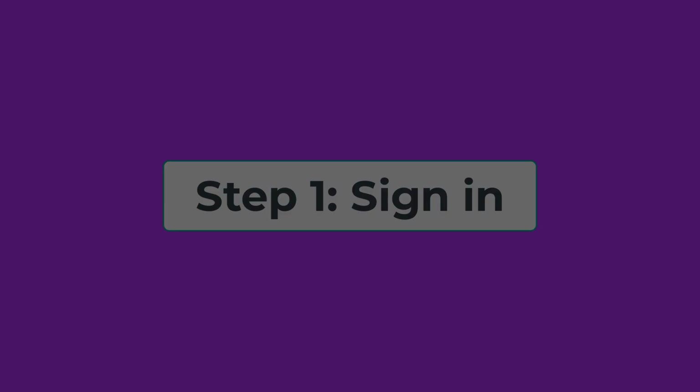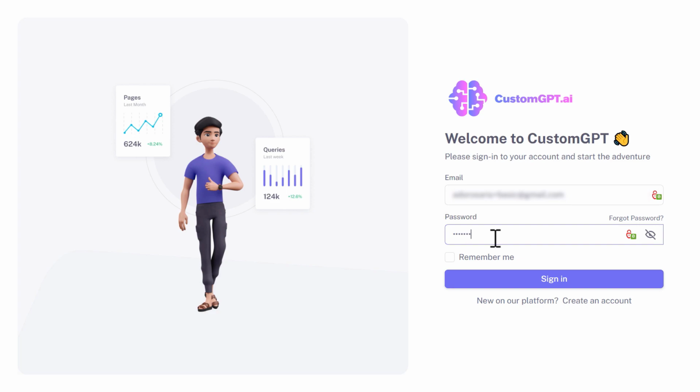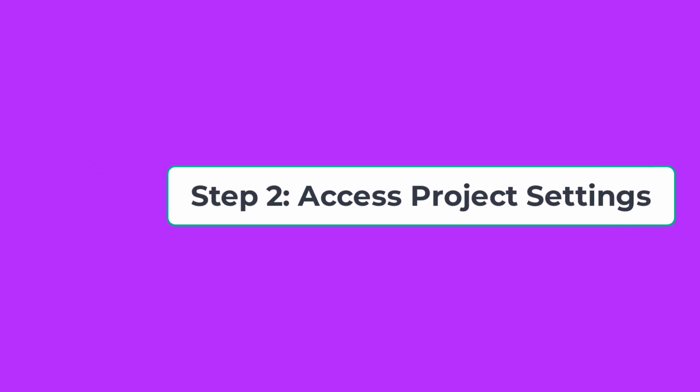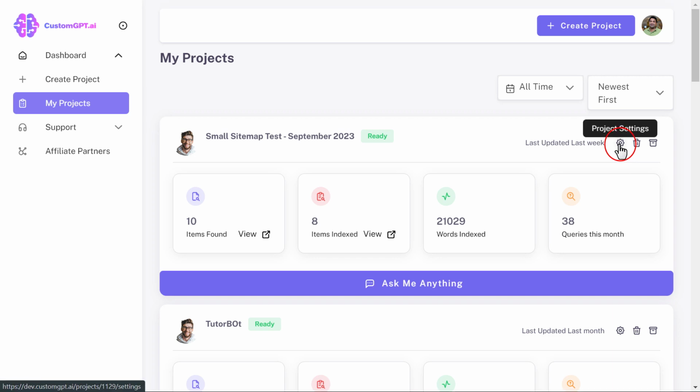Step 1. Sign in your CustomGPT account. Step 2. Access Project Settings. Click on the Project Settings option.